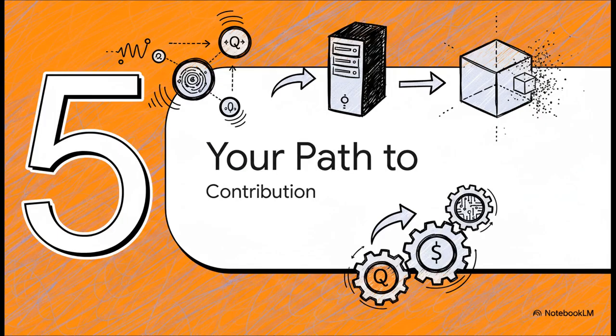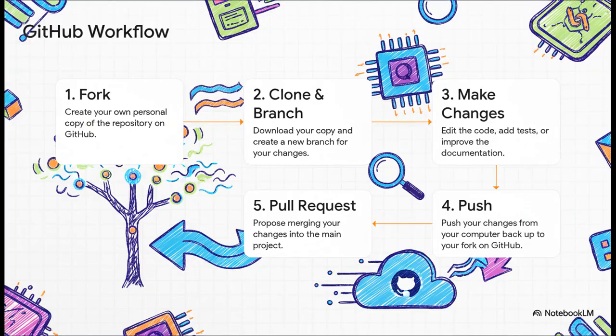Okay, so after hearing all that, you might be thinking, this sounds incredible, but also incredibly complicated. But the great thing is, the project is built from the ground up to be open and welcoming to new people who want to get involved. And it all starts with the standard open source playbook on GitHub. You just fork the project to make your own copy, clone it down to your computer, make your changes in a new branch, and then you open up a pull request to suggest merging your improvements back into the main project. It's the collaborative process that makes all of open source work.